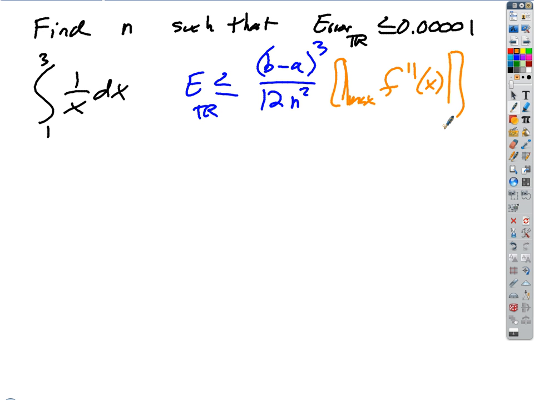Okay, now this is really easy to calculate here, isn't it? We know what B is. 3. Isn't it? Yeah, what's A? 1. N's what we're trying to find, right? And there's the maximum allowable error. So the only part that we're missing is this weird guy right here. Okay, so what's f of x?